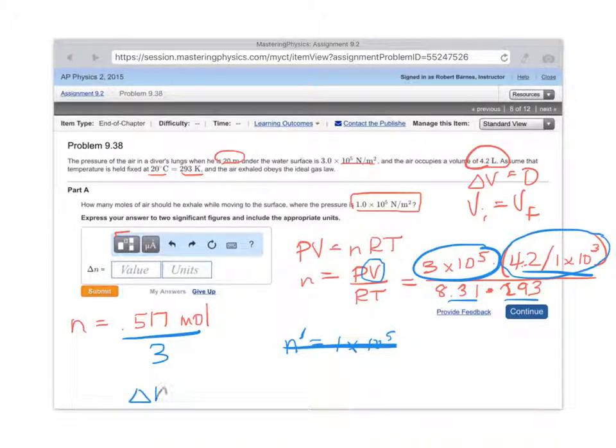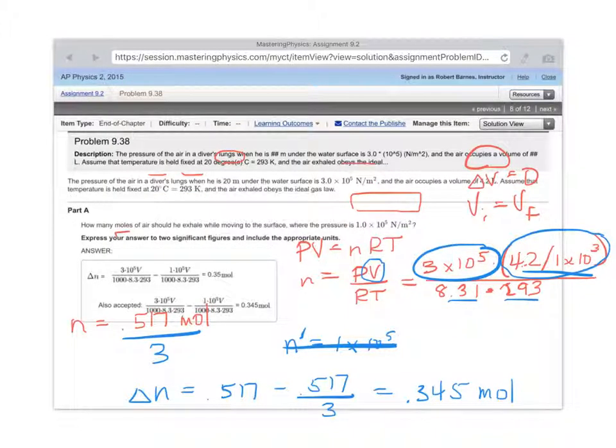So the change in the number of moles that the person has to exhale is going to be 0.517 minus 0.517 over 3. Let's see what we get. I get 0.345 mole. Let's see what the answer tells us. Okay, looks like we're good. That is 0.345 mole is the correct answer.